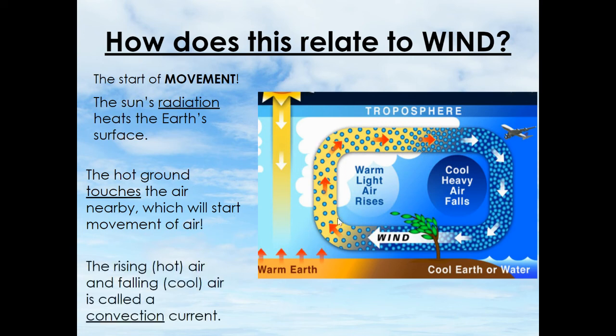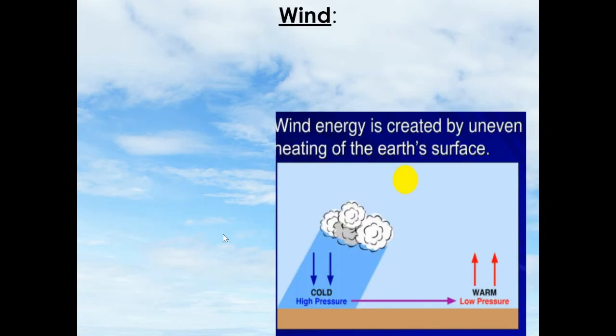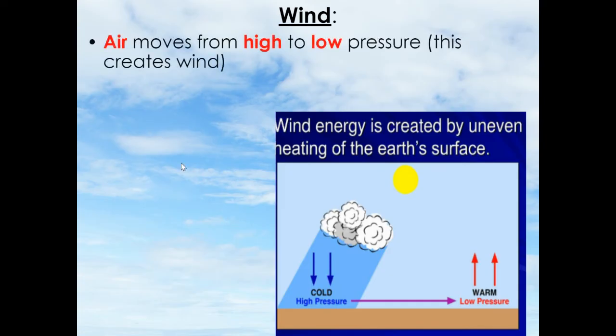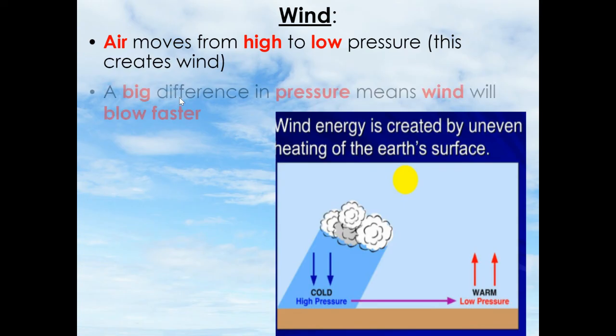Now, when that rising air moves away from the hot land, it's starting to cool off. So it kind of floats away and cools off. And what do cold things do? They sink back down. So let's look at what wind is. Wind is air that moves from high to low pressure. So that creates the wind. If you have a big difference between pressure, that means wind will blow faster.